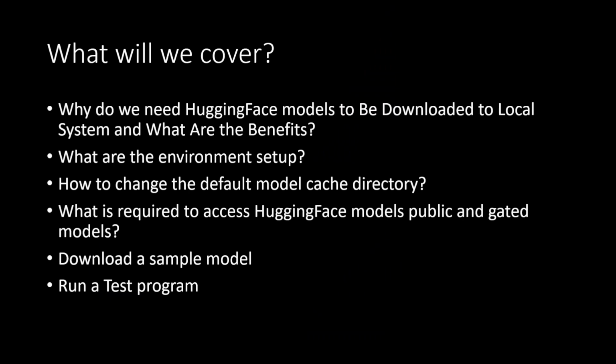What will we cover? First of all, why do we need Hugging Face models to be downloaded to a local system and what are the benefits? Then what is the environment setup? How to change the default model cache directory, because if you have a space constraint, that's definitely required. And what is required to access Hugging Face models, public and gated models. And let's download a sample model, maybe one is public, the other one is gated, and run a test.